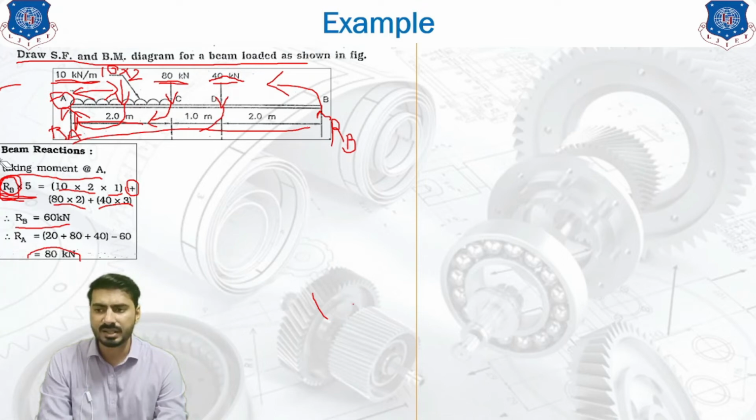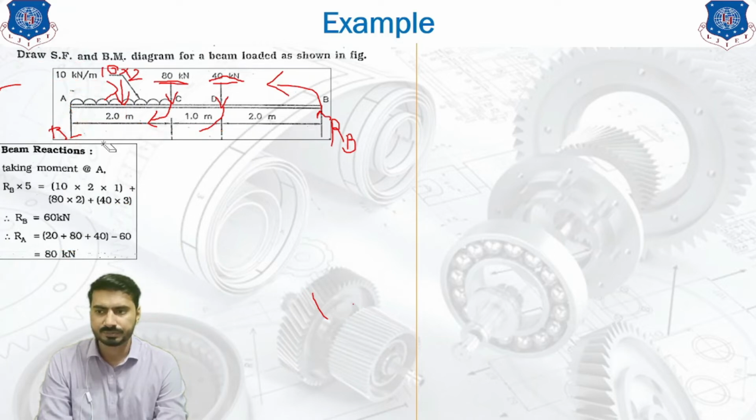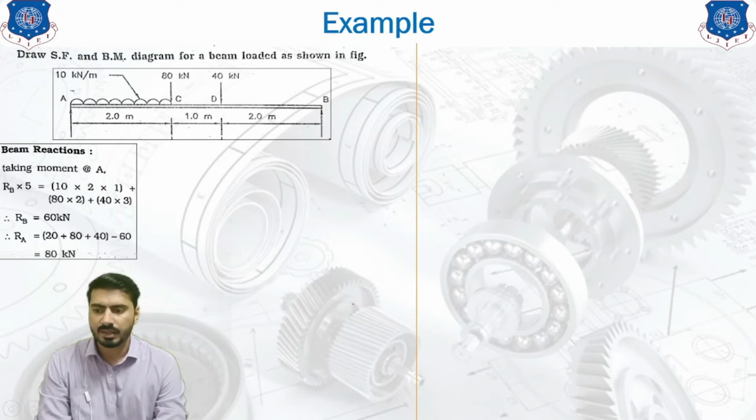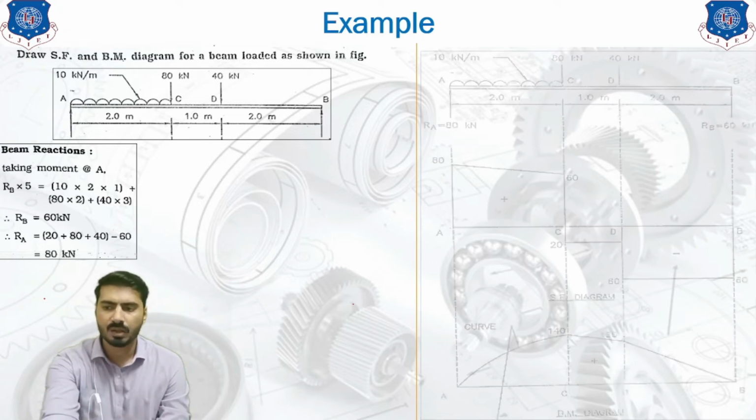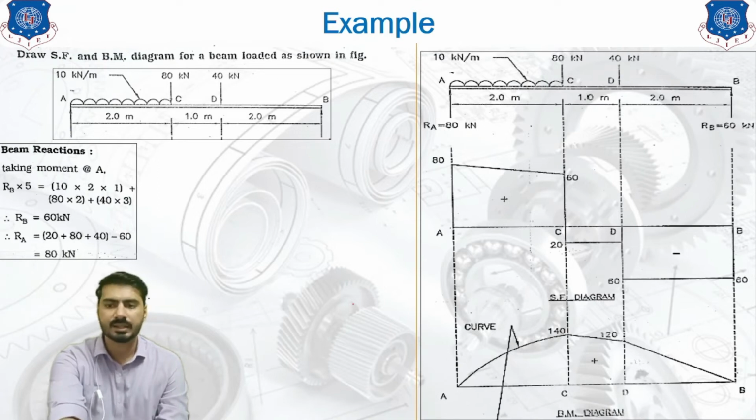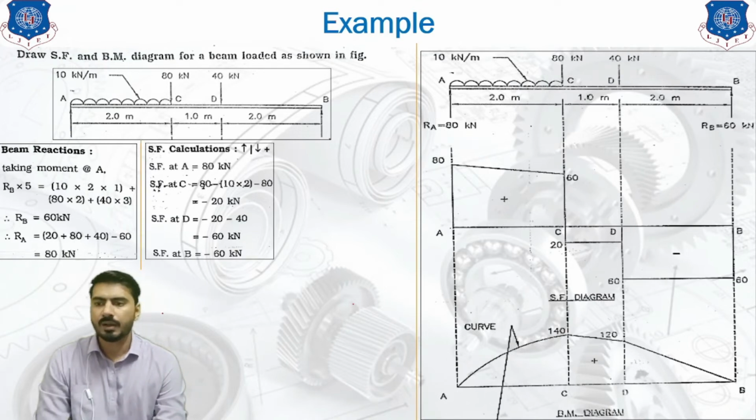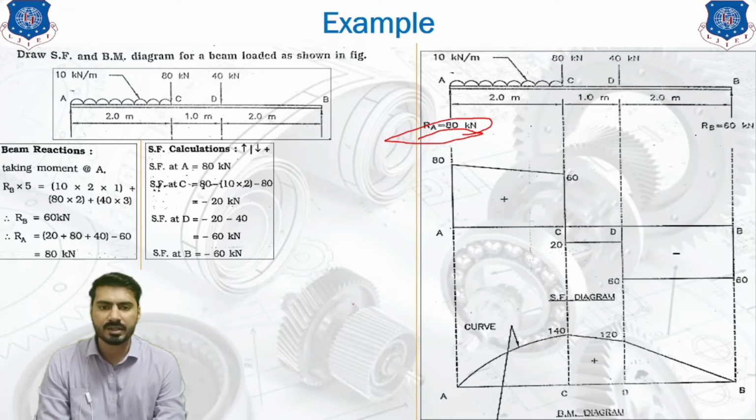Now let me just clear it out so that you guys can understand further. We will move forward to the calculation of shear force. The shear force is calculated at each point of the beam. So first of all, we are going to look at point A. Here in your diagram, you can see that we have also written the values of RA and RB. Both the values are already written in the diagram.